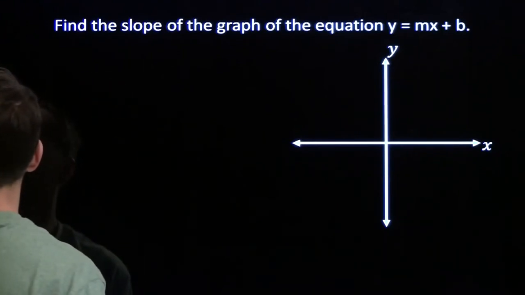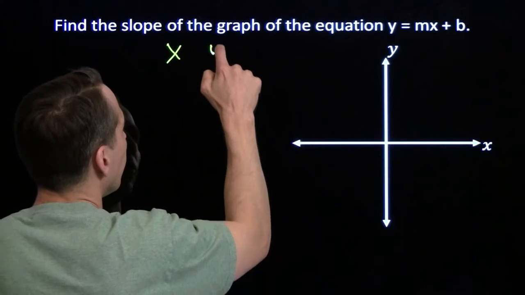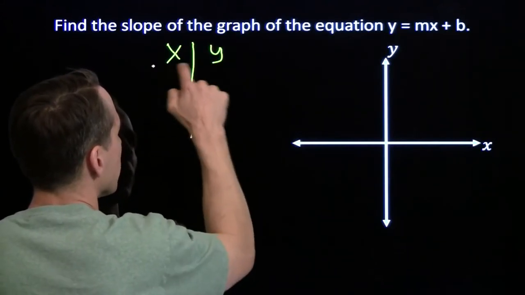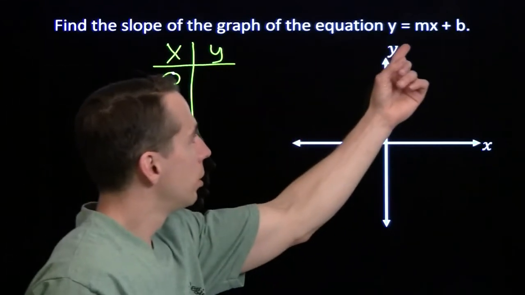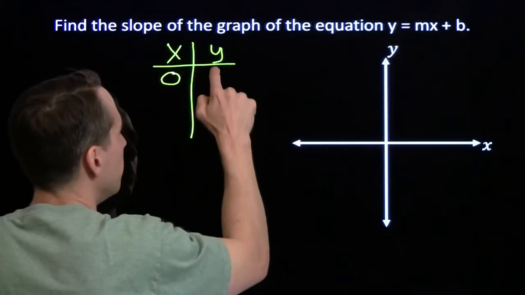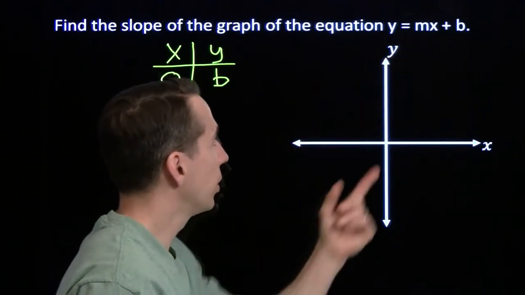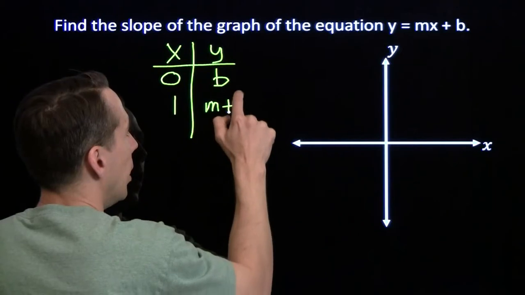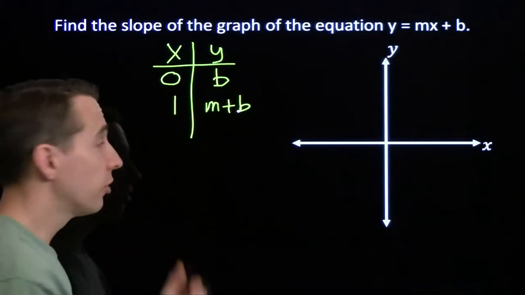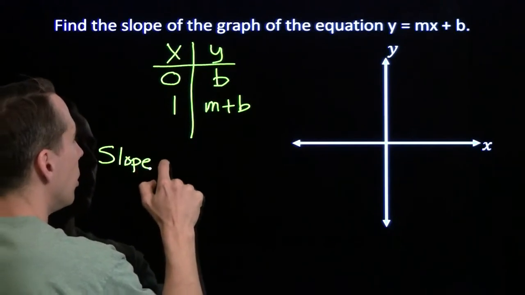We'll do that the same way we worked through the previous problem. We'll find some points that are on this line. We'll start with our x and y here. If I put in x equals 0, well then that'll go away and y will come out to be b. If I put in x equals 1, well then I'll just have m there, so y will come out to be m plus b. And now I can find the slope of the line between these 2 points.